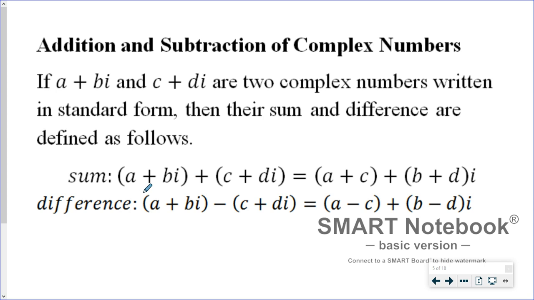Okay. So when you're adding and subtracting complex numbers, if a plus bi and c plus di are two complex numbers written in standard form, then their sum and difference are defined as follows. So the sum, to add, all we do is add the real parts, a and c, and all we do is add the imaginary parts, b and d. For subtraction, we simply subtract the real parts and subtract the imaginary parts.